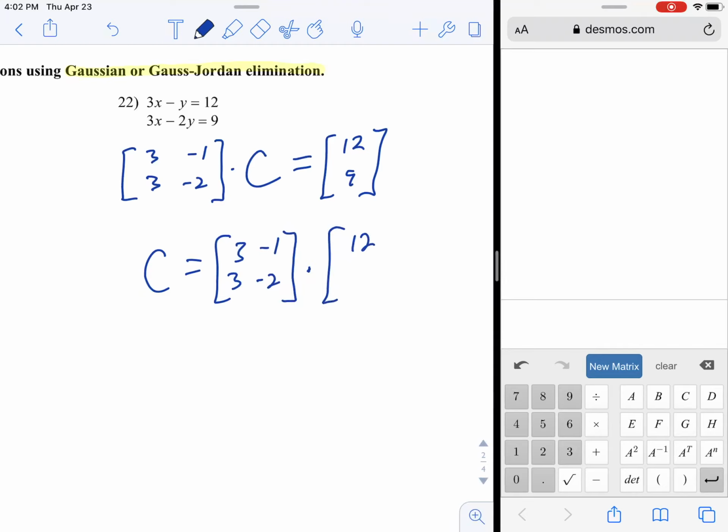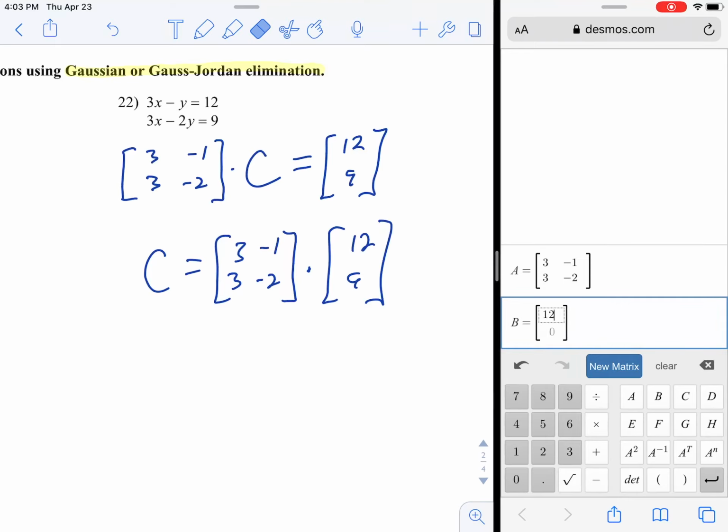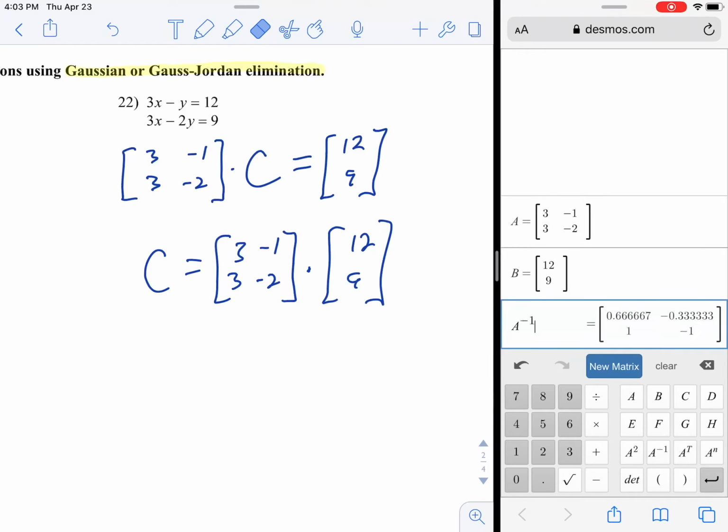times the solution matrix. And for this, we use a calculator, which is way better than a whole page full of steps. So new matrix, 2 by 2, 3, -1, 3, -2. New matrix, this one is a 2 by 1, and it's going to have in it 12 and 9. And now I need to do the inverse of A. So A inverse times B. And I get 5, 3.